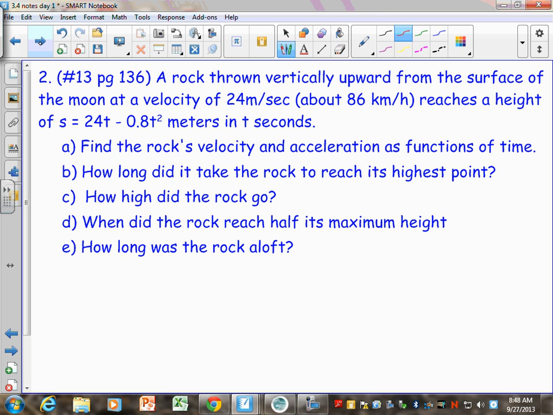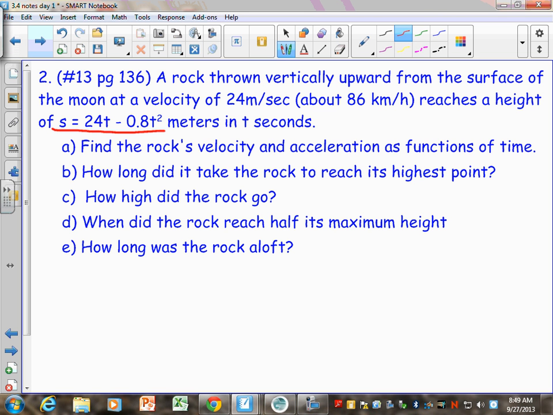Because it's really, let's figure out this stuff, because this is what you're doing in homework today. Same stuff like this. A rock thrown vertically upward from the surface of the moon at a velocity of 24 meters per second reaches a height of, this is our s function, right? Because we can't use our normal function because the gravity on the moon is not the same as the gravity on Earth. Meters in t seconds. Find the rock's velocity and acceleration as functions of time.